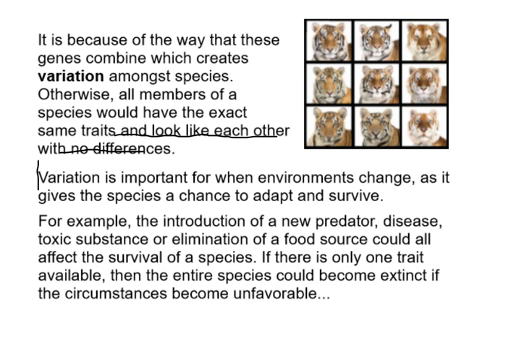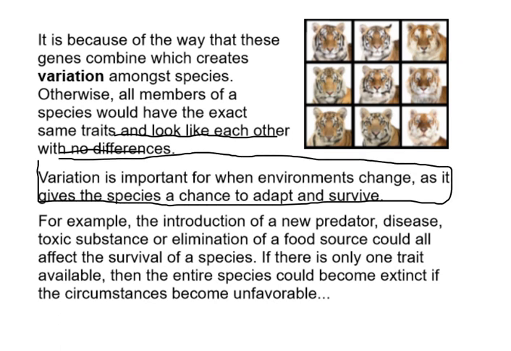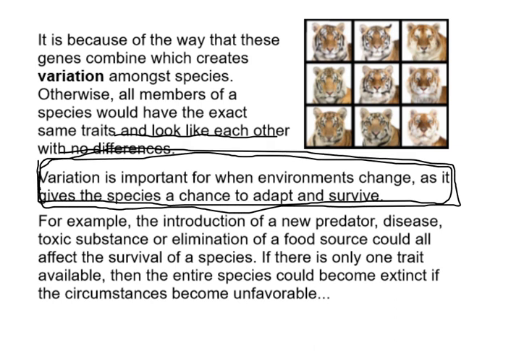And it's this little short blurb right here that's really important. I rarely read right off my notes. You guys might have noticed. I don't just stand at the front of the room and read what's written there, but this one I'm going to. Variation is important for when environments change because it gives the species a chance to adapt and survive. Let me read that again. Variation is important. Why? When environments change, because it gives the species a chance to adapt and survive. I'm going to come back to the slide.